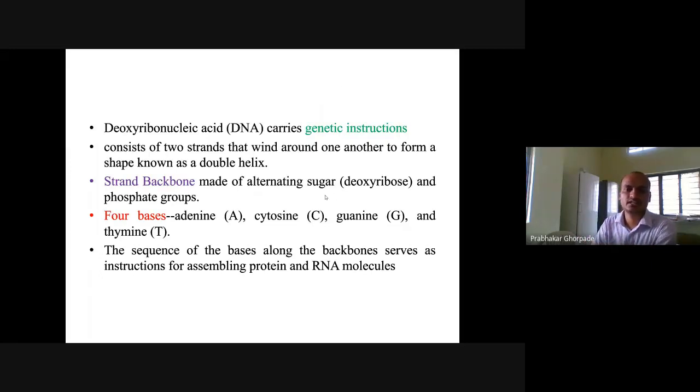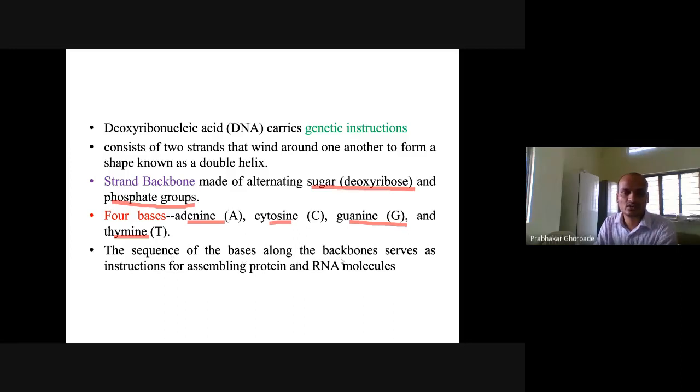Strand backbone is made up of alternating sugar, deoxyribose, and phosphate. So this strand backbone contains this sugar molecule, that is a deoxyribose. So in case of DNA, there is a deoxyribose and there is a phosphate group. So these two are there. So sugar is a deoxyribose. In case of RNA, it would be ribose sugar. Next, four bases are adenine, cytosine, guanine, and thymine. In case of DNA, mostly thymine is present, and in case of RNA, uracil is present. So these four bases, adenine, cytosine, guanine, and thymine, are present in the DNA.